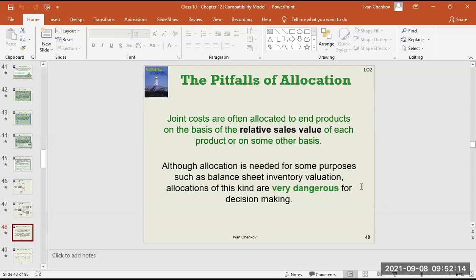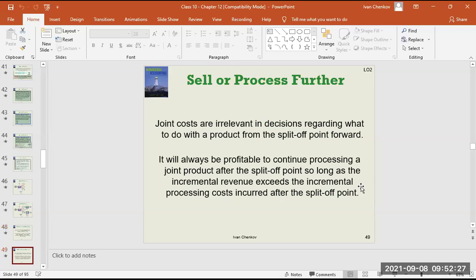Although allocation is needed for some purposes, such as the balance sheet or inventory valuation, allocation of this kind is very dangerous for decision making. So what's the rule? The rule is joint costs are irrelevant in decisions regarding what to do with the product from the split-off point forward.